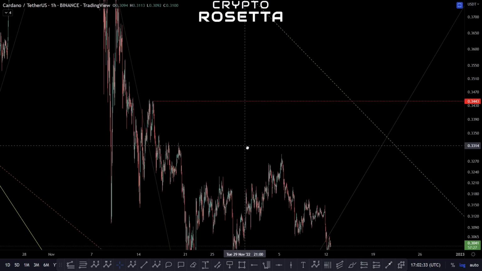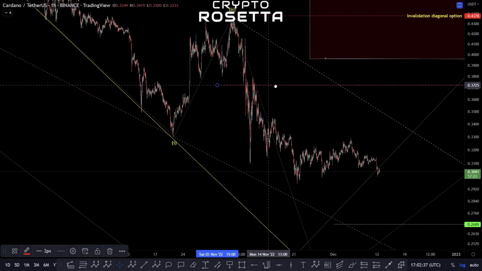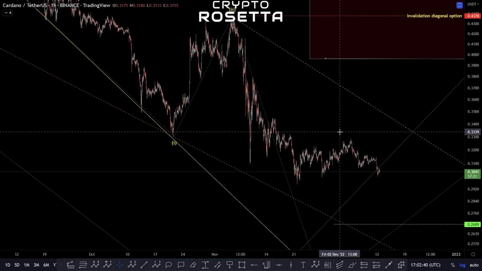So within this move, we're looking at a few things if I zoom out here, and what you can see here is I can actually get rid of that now.